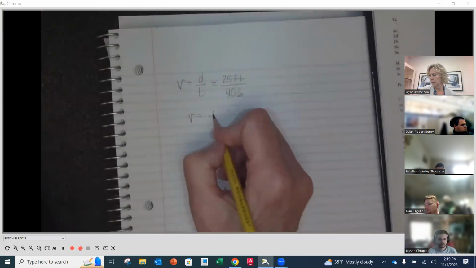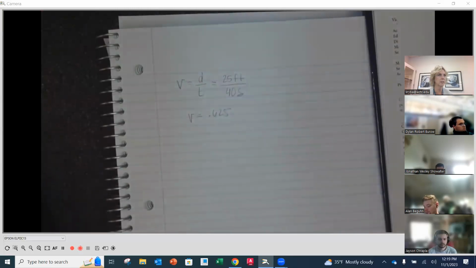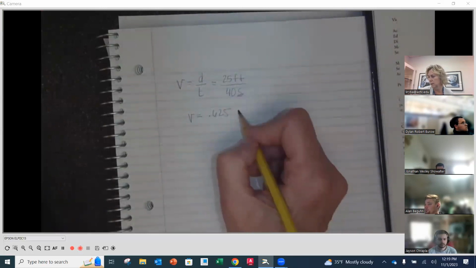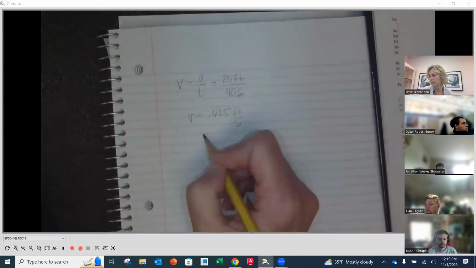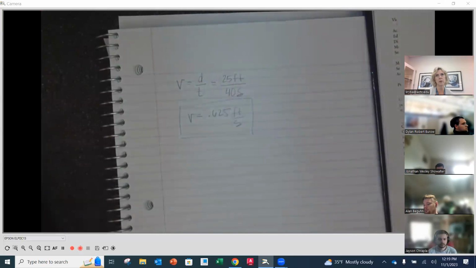All right. So now to determine this value, I'm going to take 25 divided by 40. What do you guys get for that number? So bring your calculators. 0.625. Okay, so 0.625. Is that my final answer? Feet per second. Exactly. You need to add your units here as well. So this is going to be feet per second. And then you're going to put a box around your answer.